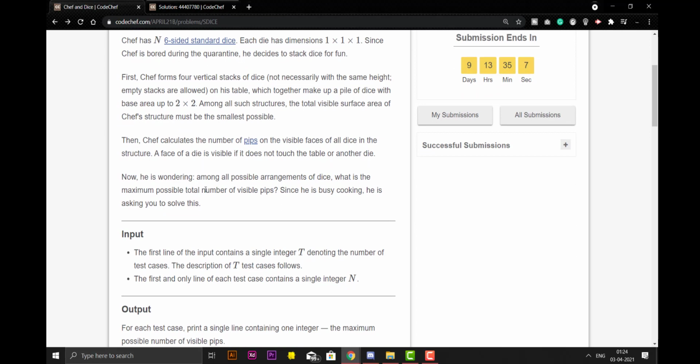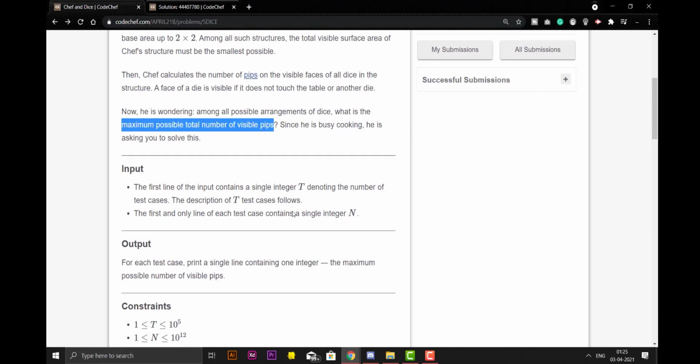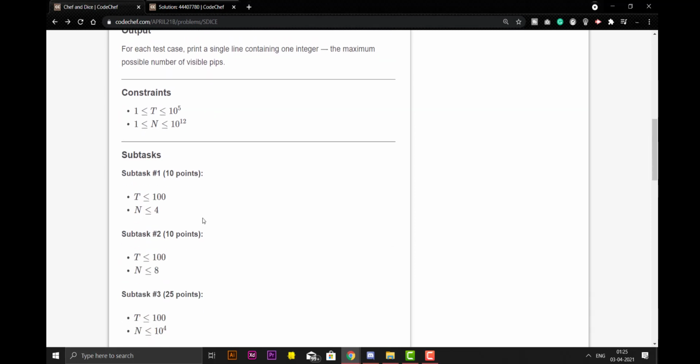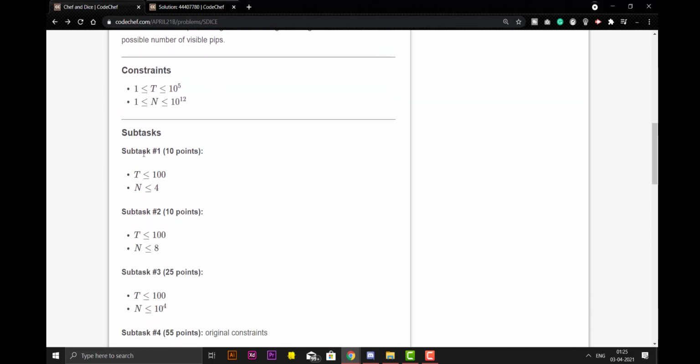So he's wondering, among all the possible arrangements of dice, what is the maximum possible number of visible pips. Given here constraints, T should be less than 10 to the power 5 and N should be less than 10 to the power 12. So I guess you mostly would have done the 45 points, as it isn't very tough.